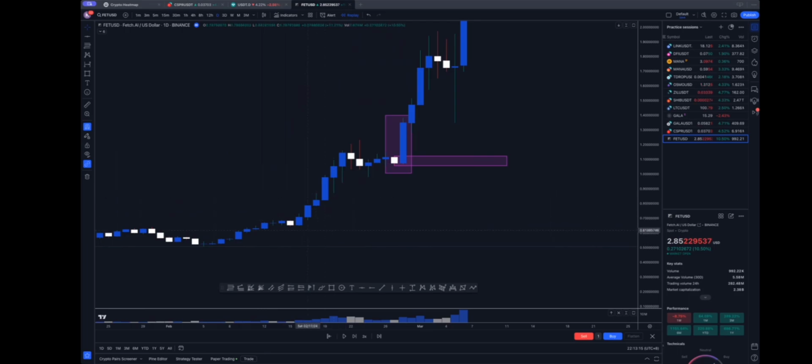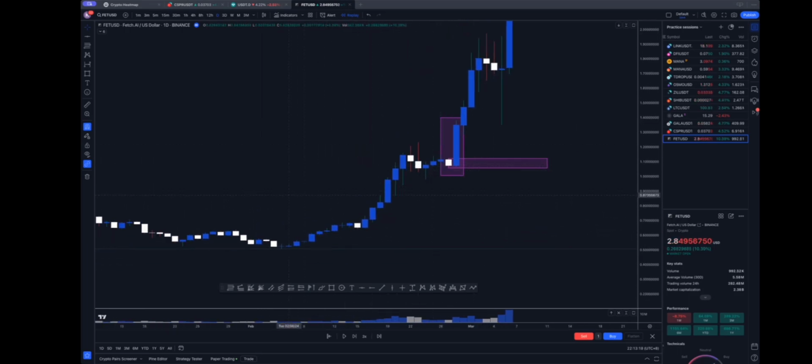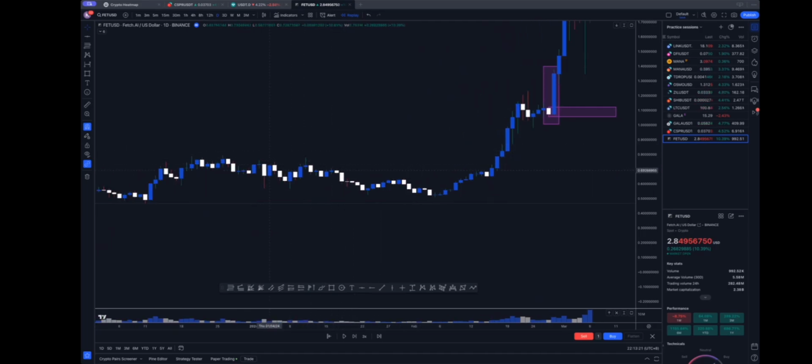Once you do a lot of that, like there's an order block here, you don't really need to draw it. There's an order block here, right? You start to just recognize where they are. There's an order block here, you know? So you start to realize.